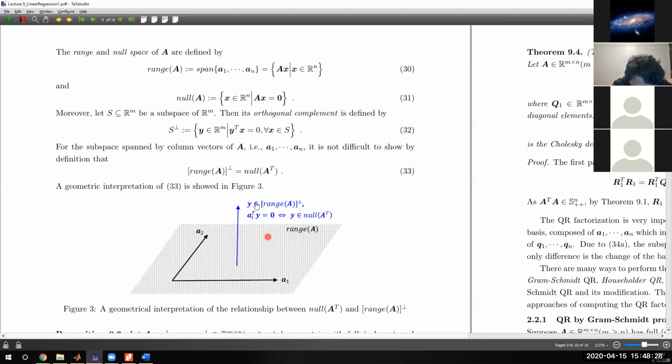Okay, and then very clear, this Y is the orthogonal complement of the range. Why? Simply because anything in this range is vertical, orthogonal, so Y is in the orthogonal complement of the range of A.